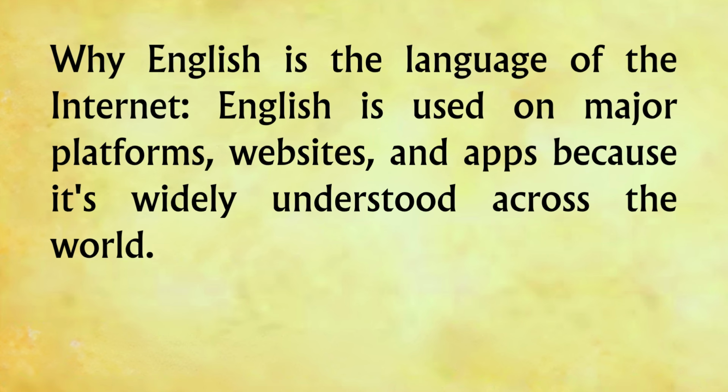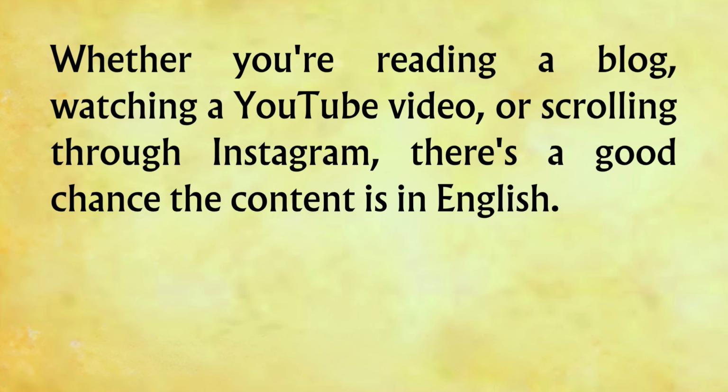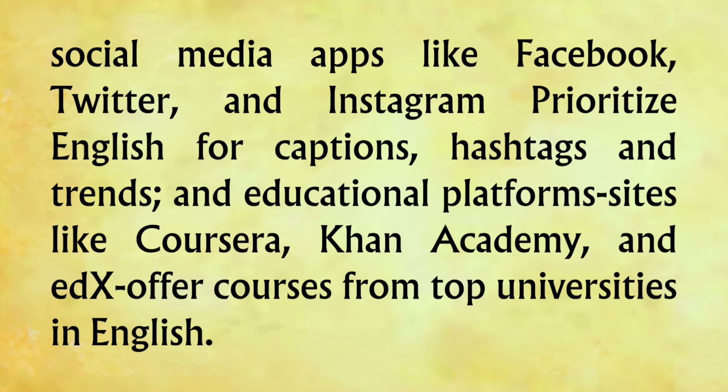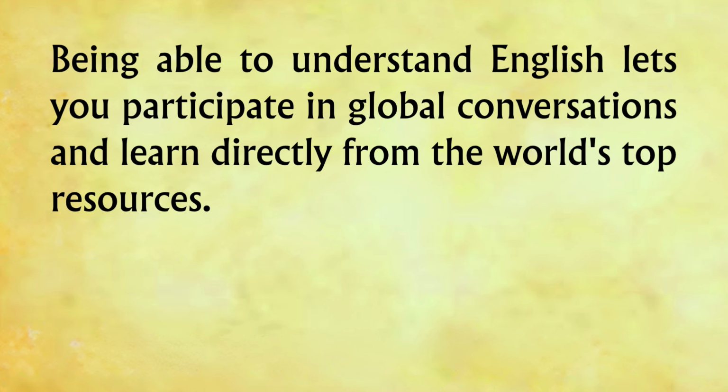Why English is the language of the internet. English is used on major platforms, websites, and apps because it's widely understood across the world. Whether you're reading a blog, watching a YouTube video, or scrolling through Instagram, there's a good chance the content is in English. For example, news websites and leading platforms like BBC, CNN, and the New York Times provide updates on global events in English. Social media apps like Facebook, Twitter, and Instagram prioritize English for captions, hashtags, and trends, and educational platforms like Coursera, Khan Academy, and edX offer courses from top universities in English. Being able to understand English lets you participate in global conversations and learn directly from the world's top resources.